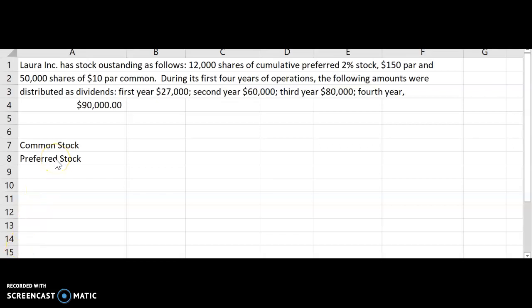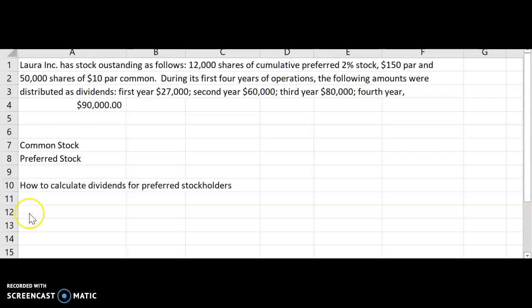In this video, we have two classes of stock. We have common stockholders and preferred stockholders. And the preferred stockholders are preferred because they get preferential treatment to dividends. So if we pay out dividends, they are going to receive dividends first. And any remaining dividends will go to common stockholders.